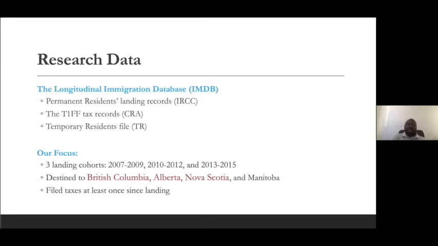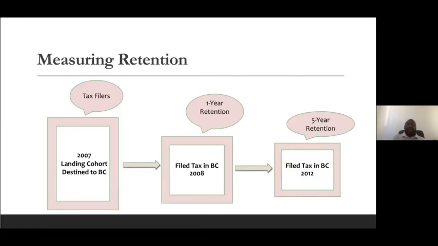Just a quick note, the fact that here we are talking about immigrants who landed and filed tax at least once since their landing. So in these computations or in this discussion, immigrants who landed and never filed tax are not included in our computations. Before I hand over to Rachel, I just wanted to talk a little bit about how retention is actually measured. And retention rates simply refers to the percentage of immigrant tax filers who remained in their destined province at a particular point in time.